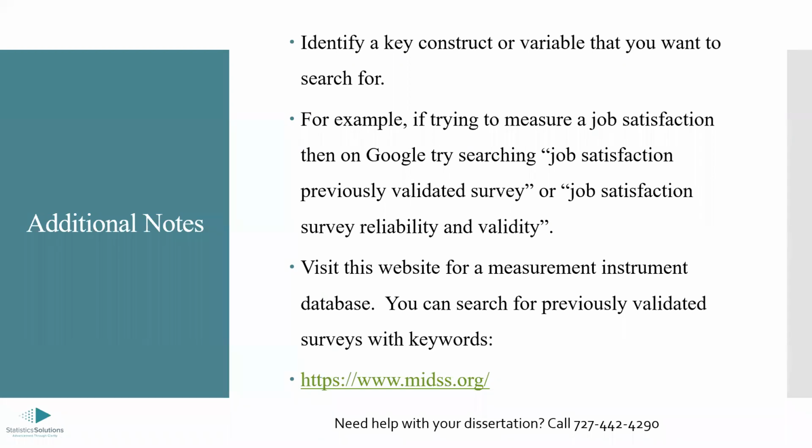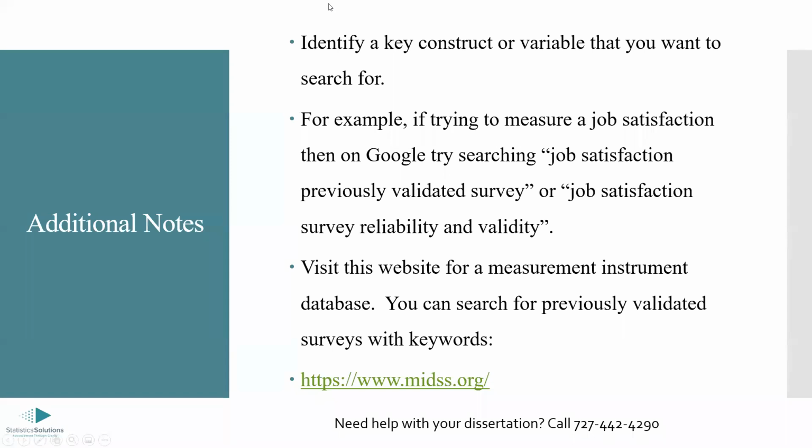So for instance, if you're using the job satisfaction construct, on Google you can type "job satisfaction previously validated survey" or "job satisfaction survey reliability and validity." This will generally provide you with previously validated articles about the instrument. That's my go-to method for finding a survey with a keyword like job satisfaction.